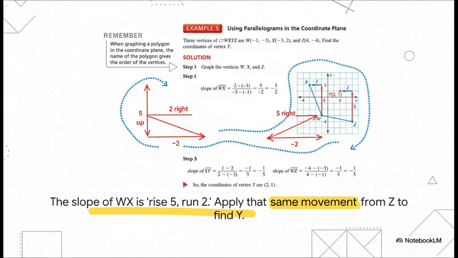Now, because we know opposite sides have to be parallel, the side across from it must have the exact same slope. So we just go to the opposite corner, Z, and we apply that same movement, up 5 and right 2, and that lands us perfectly on our missing point Y. It's like a little treasure map.